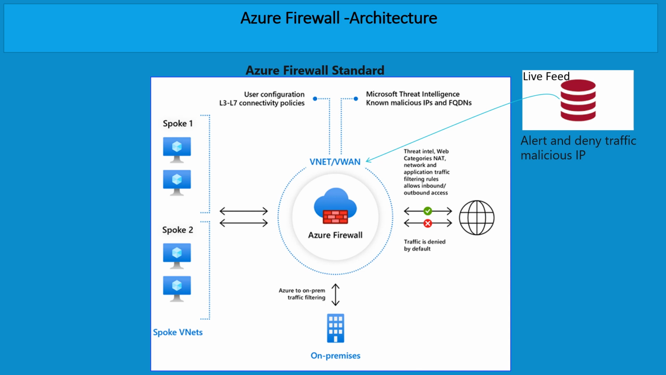Let's now talk about Azure Firewall architecture, and for the rest of the video I'm going to focus only on Azure Standard Firewall. So we can see spoke 1 and spoke 2, and these spokes can talk to each other via this firewall. You need to put this firewall somewhere in a hub VNet, so it is going to be a hub and spoke architecture, and this is the communication established between the spokes. So this is going to be your east-west traffic.